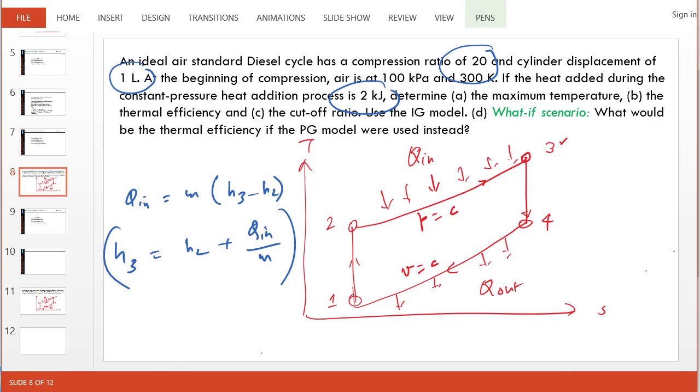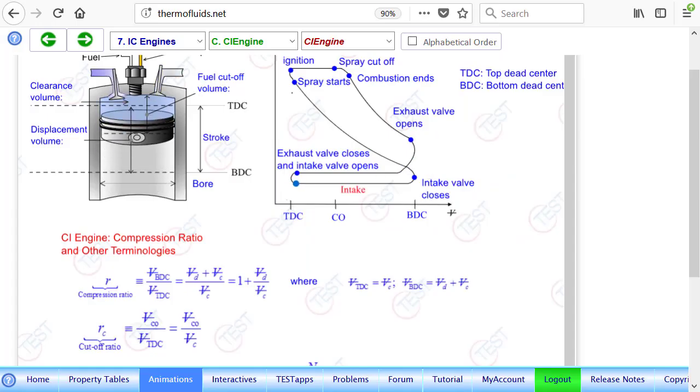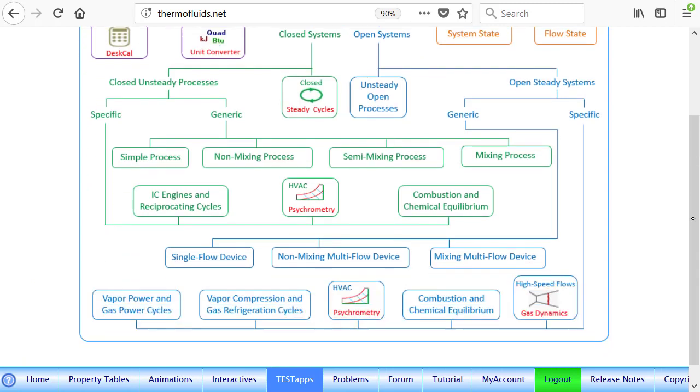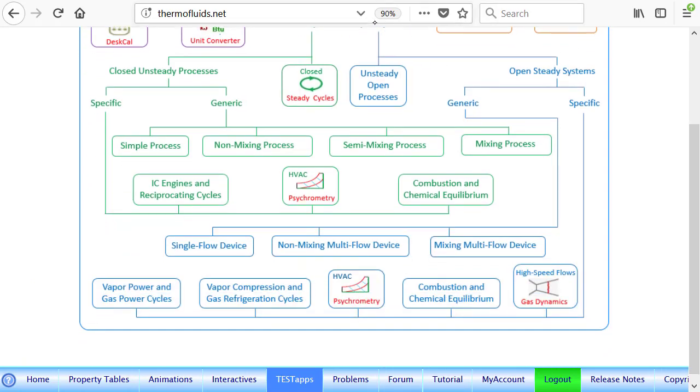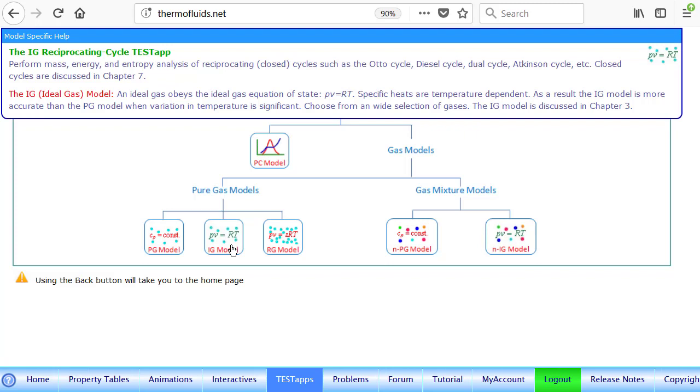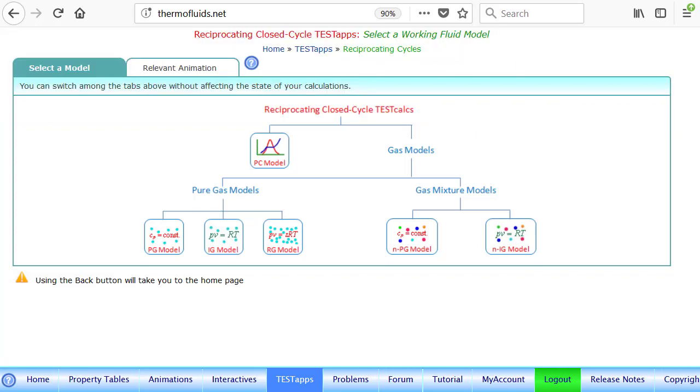So let's first quickly go over an animation to show you the connection between the compression ratio, the volume at the bottom dead center, and the clearance volume. These are simple geometric equations. So we will translate this into the I/O panel and declare suitable variables. The appropriate test step to learn should be we follow the closed branch, the green branch, and IC engines is right here, and the IG model would be our model in this problem because we've been asked to use the IG model. Specific heats are functions of temperature now.